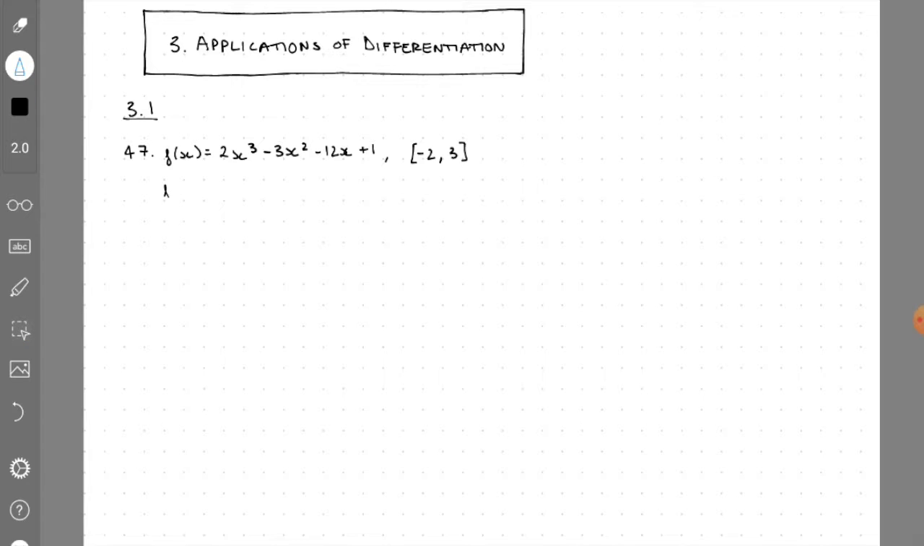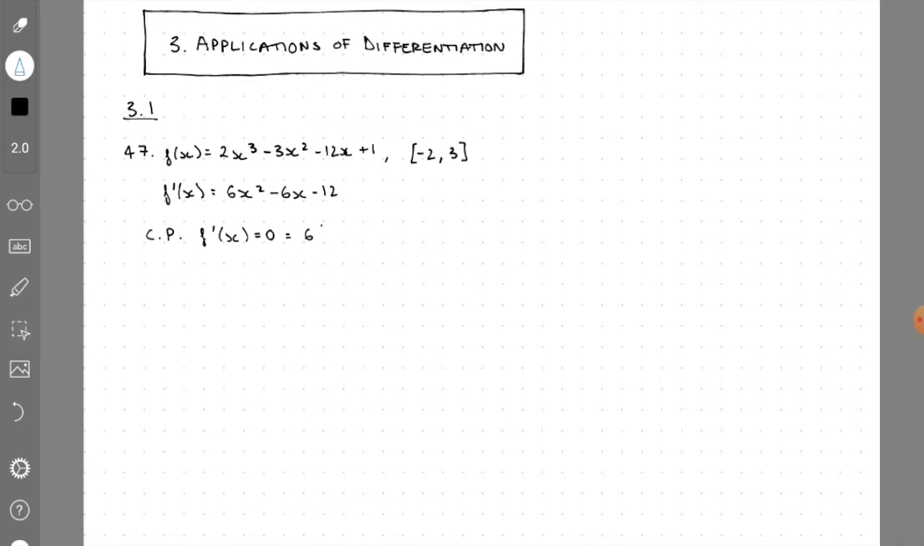I think we should all be familiar with why we're doing this, but remember that the derivative is going to give us a slope, and we want to find where the derivative is 0 so that we can find the maxes and mins. So first, let's take the derivative. This is going to be 6x squared minus 6x minus 12, right? And to find the critical points, we want to see when the derivative is 0.